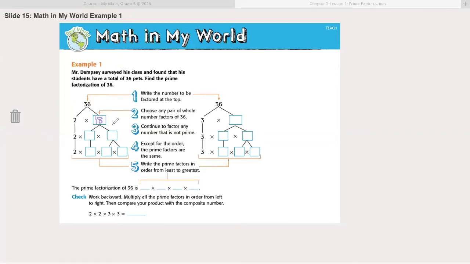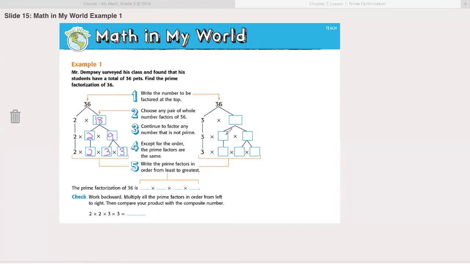The third step is to continue to factor any number that is not prime. Okay, so two factors of 18 would be 2 and 9, right? I didn't have to do anything with the 2 over here because 2 is already prime. All right, well this 2 is prime, so that's done, but 9 is not prime yet. 9, we multiply 3 times 3 to get 9. Now we are down to all prime numbers.